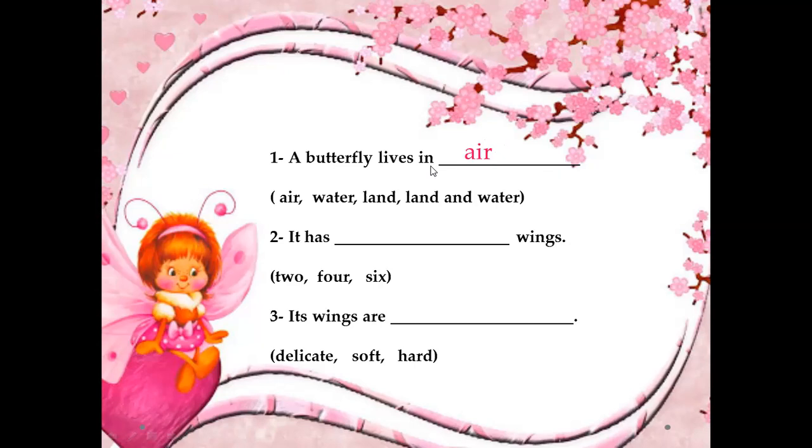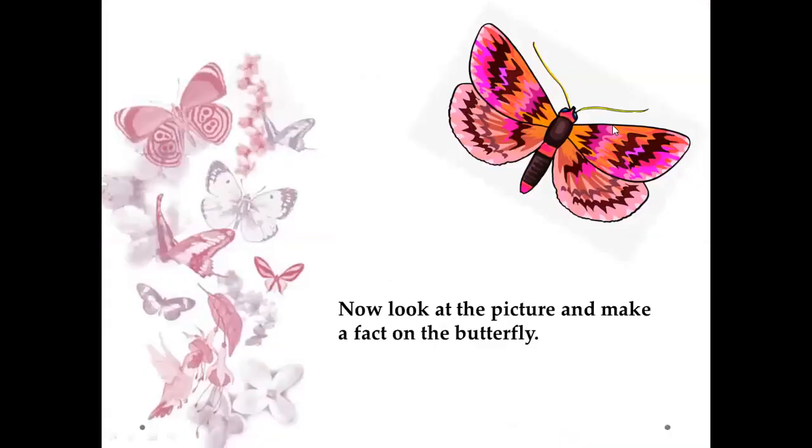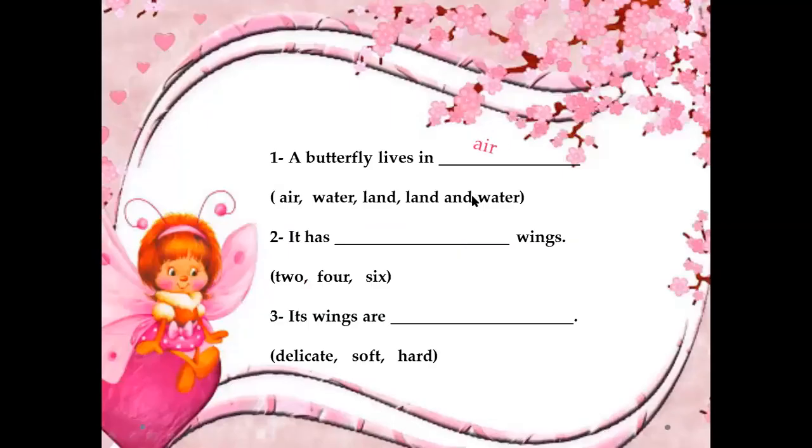A butterfly lives in air, okay? Not in water, land or land and water, okay? It just lives in air, okay? A butterfly is a small insect and it lives in air, okay? It has how many wings? 2, 4, or 6. It's too easy. 4. A butterfly has 4 wings. Look here. How many wings? Count it. It's 4. Yes. Okay. A butterfly has 4 wings.